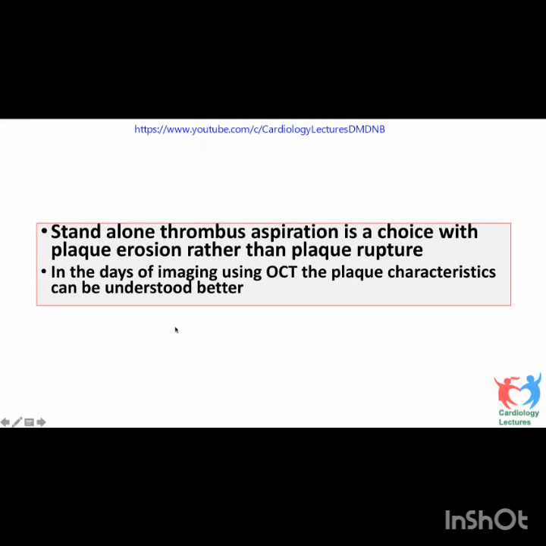In the days of imaging using OCT, the plaque characteristics can be understood better. And there is now emerging evidence that when somebody has plaque erosion, you can do predominantly antithrombotic strategies like aspiration, balloon dilatation, local thrombolytic delivery, and avoid stenting with very good results in the long term. So this was a case which shows that standalone thrombus aspiration has a role.